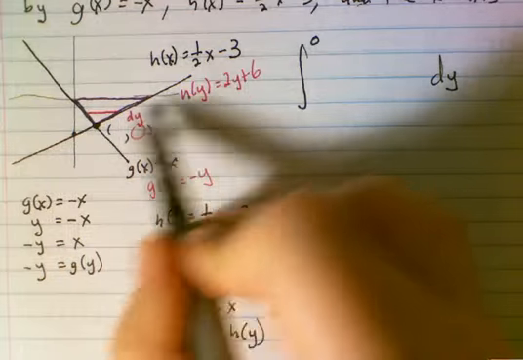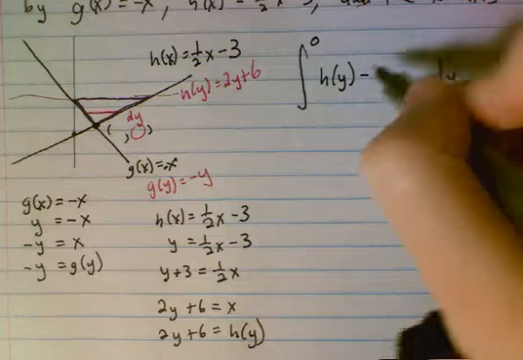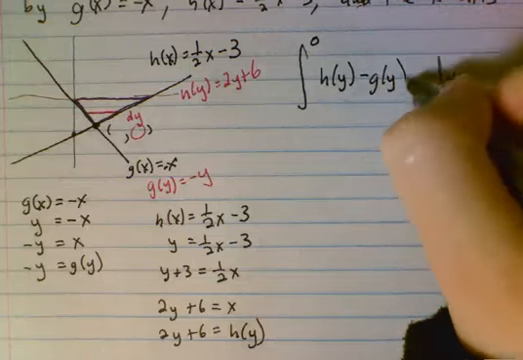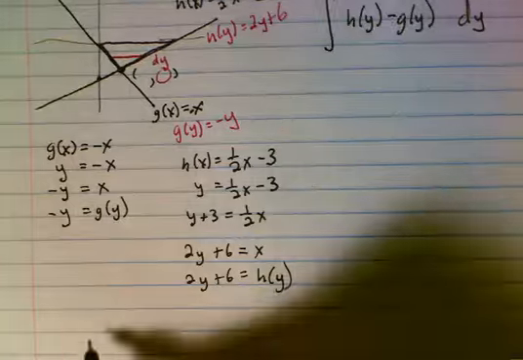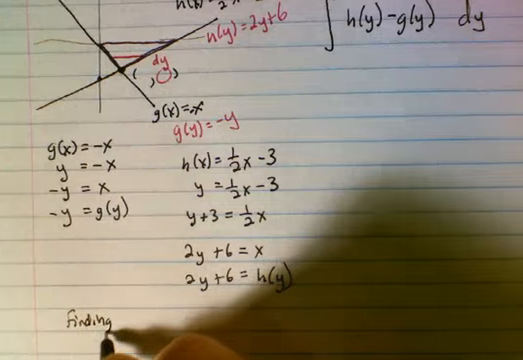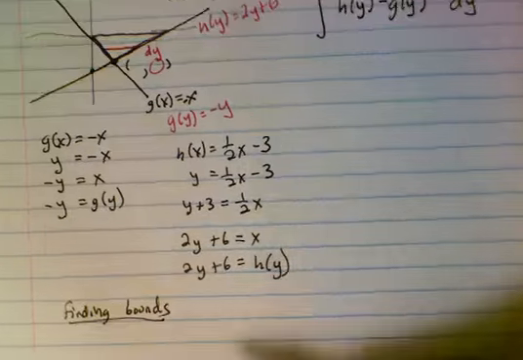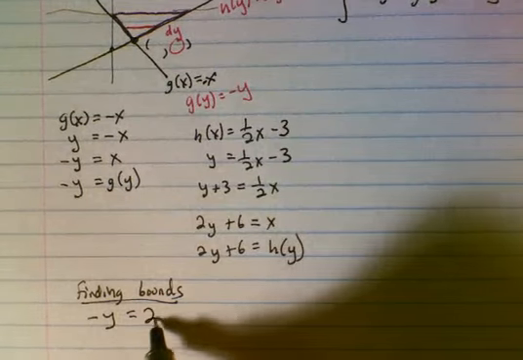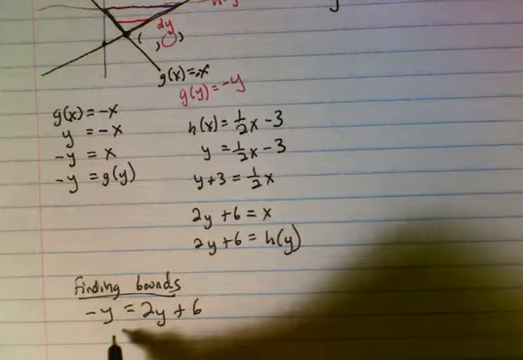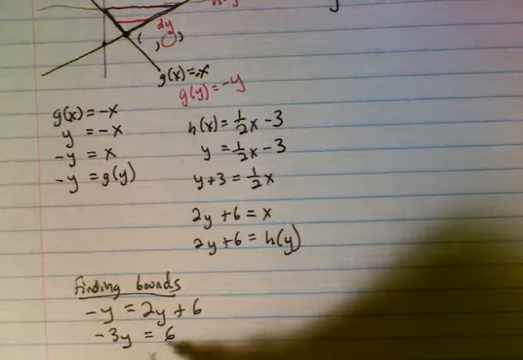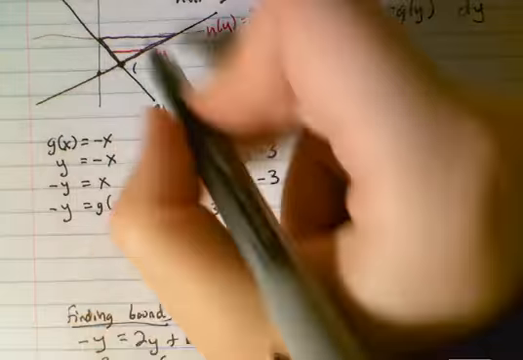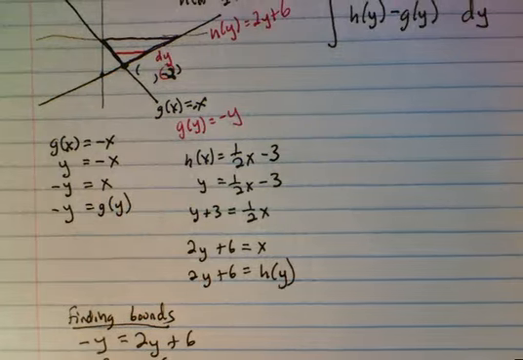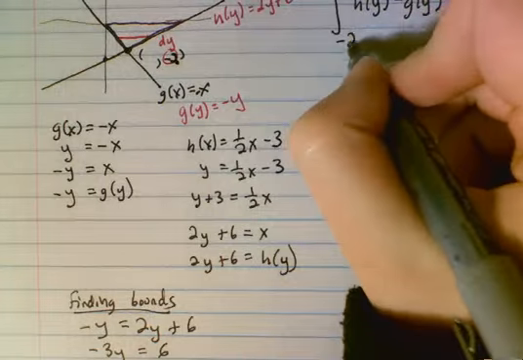My one on the right is h of y, so we're going to do h of y minus g of y. We still have to find that ending point right there, so let's set these equal to each other. So this is finding bounds. Negative y equals 2y plus 6. Subtract 2y from both sides. Divide by negative 3. And that gives us our y value right there. So that's going to be our lower bound, negative 2.